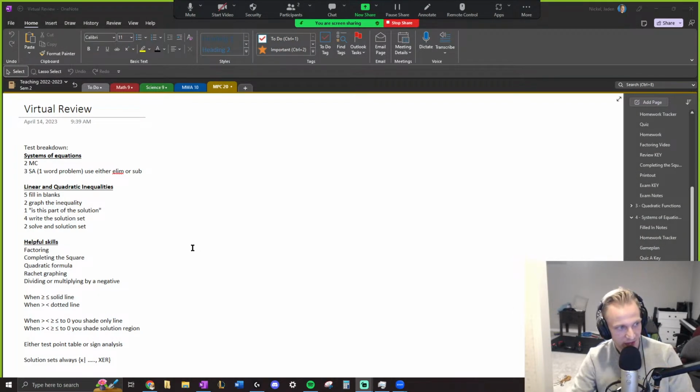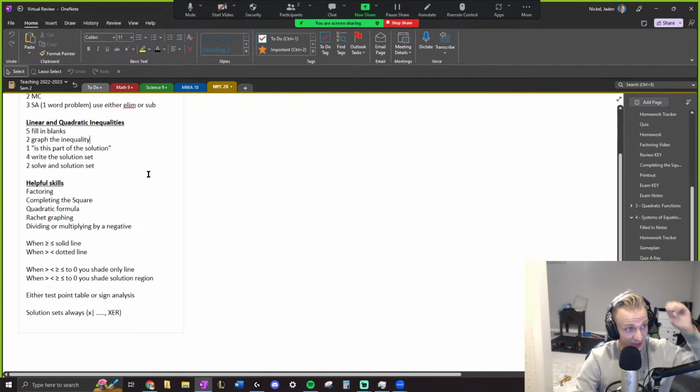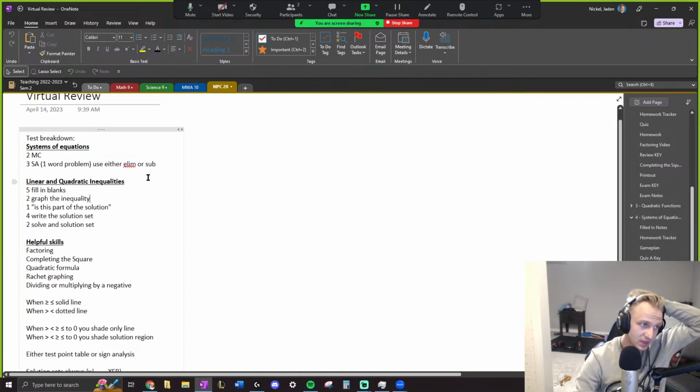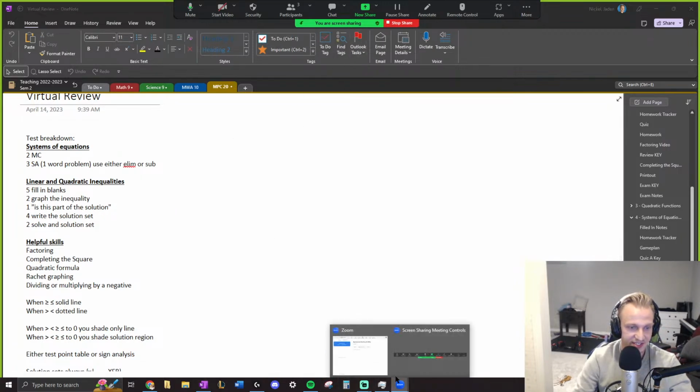Interesting. Okay, cool. All right. So this, you can kind of see it on the screen. This is what the test is going to look like. There's basically two parts to it. The first part is the elimination substitution part, and the second part is the linear equations part. Oh, Axel joins us. Very nice.